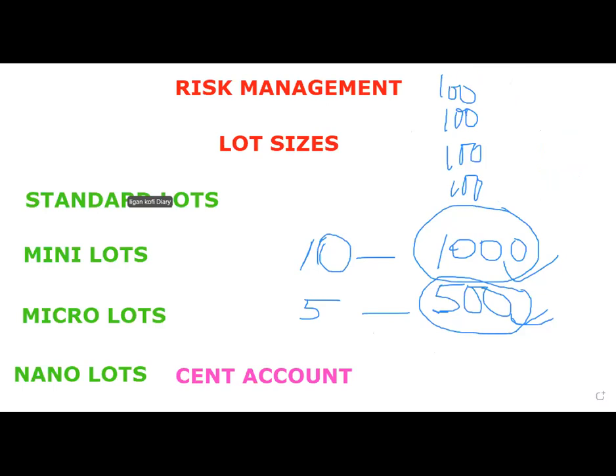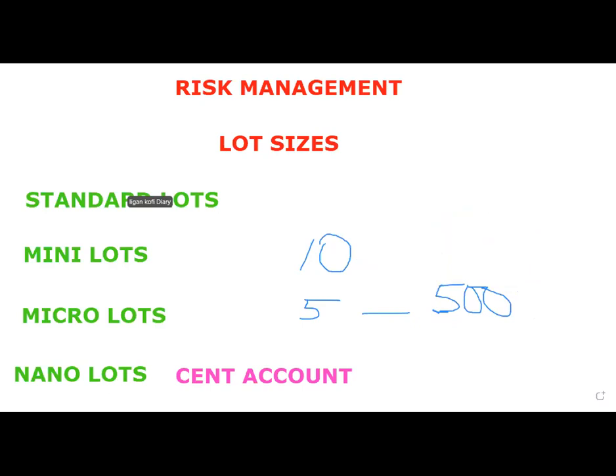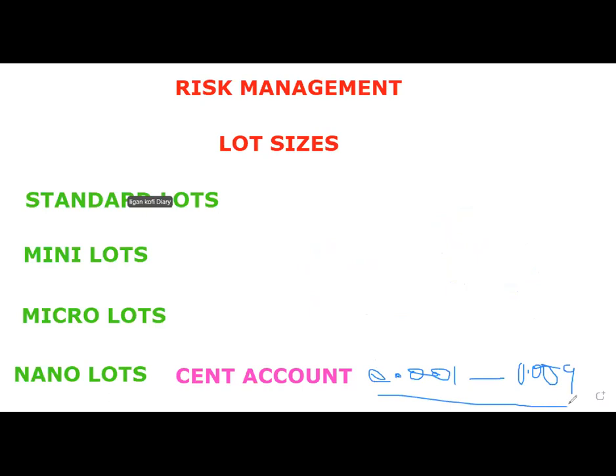With cent accounts, let me clear the screen a bit so that it will look clearer. Good. So with a cent account, the lot size that you can use is between 0.001 up to 0.009. So this is what you can use on a cent account, between 0.001 up to 0.009.